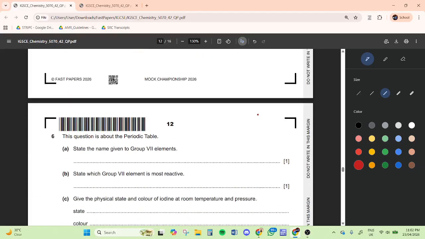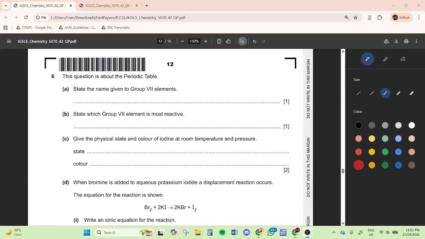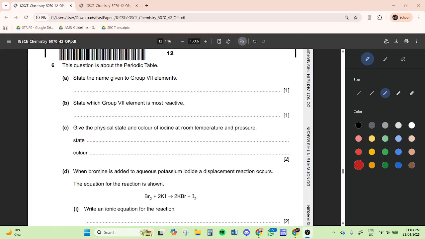All right, next question, question 6. Let's take a look at this. Simple enough question. The first one: state the name given to group 7 elements. You should know it very well. This is halogens.